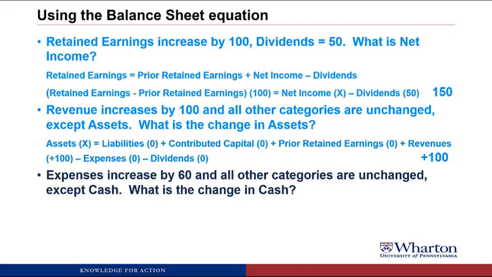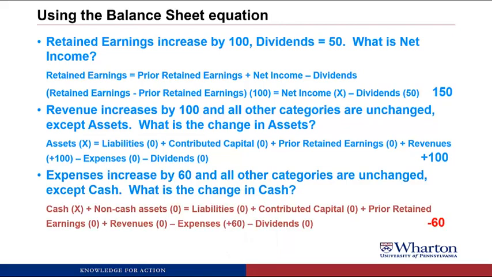Finally, expenses increase by 60 and all other categories are unchanged except cash. What's the change in cash? We'll again use the complete balance sheet equation, but now we'll split assets into cash and non-cash assets. So we know that expenses went up by 60. Everything else is unchanged except for cash. Now notice on the right-hand side of the equation, expenses going up by 60 means the right-hand side goes down by 60, which means that cash also has to go down by 60 for us to stay in balance.